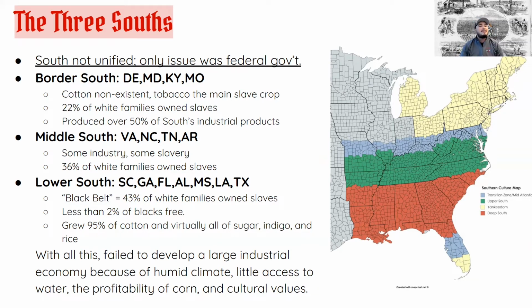This is where 95% of the cotton is being produced. This is where a lot of sugar, indigo, and rice come from. This is the major economic powerhouse when it comes to the South. With all this, it still failed to develop that large industrial economy.